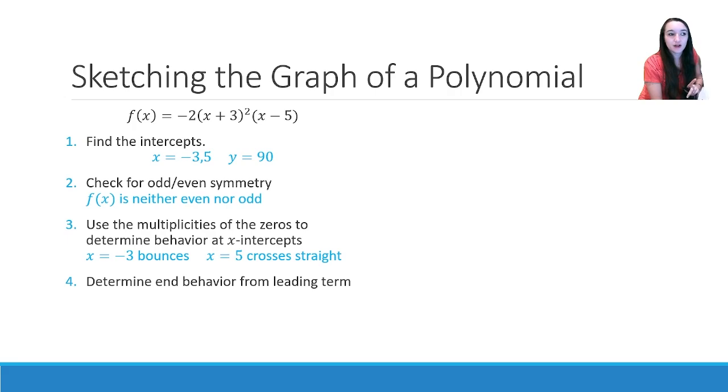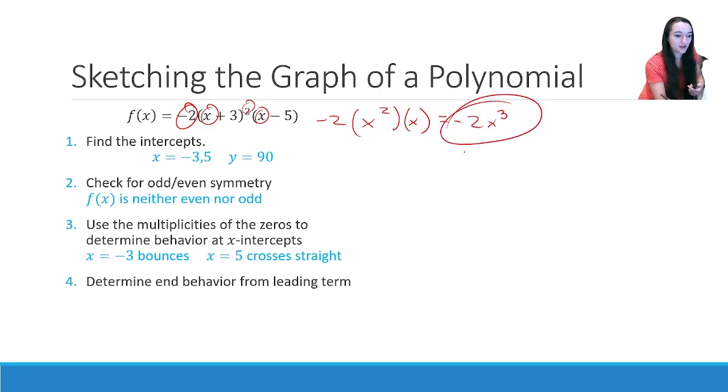Finally, we will determine our end behavior from the leading term. So I don't have the leading term exactly, but I can find it pretty easily. I just take negative 2 x squared times x. That's essentially how you're going to get your leading terms: you'll have a number out front and just multiply it by x to whatever degree it should be. So this is negative 2 x squared times x. That will give me the highest degree of x. So that is negative 2x cubed. That is my leading term.